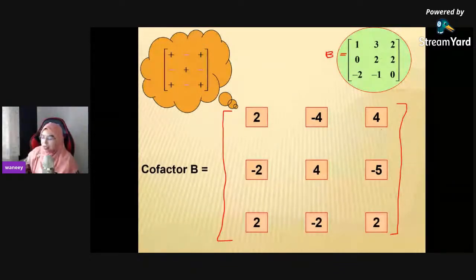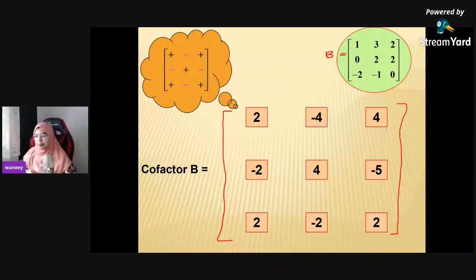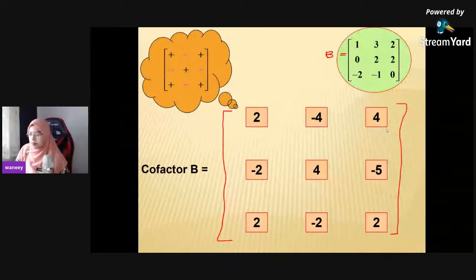Check jap, sama tak? Okay, so now once we have the cofactor, let us calculate the adjoint.